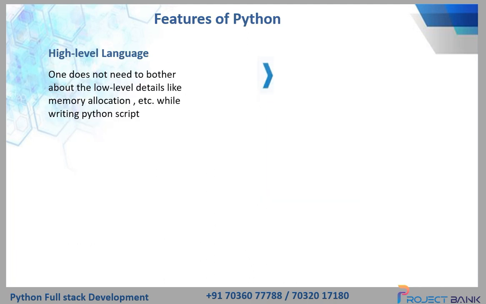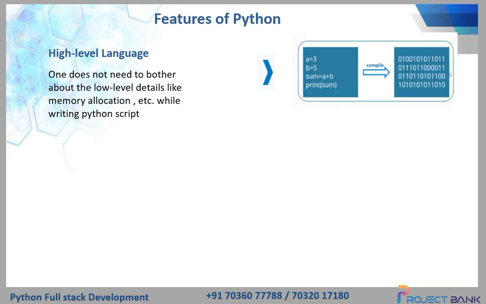And another feature is that it is a high level language. One does not need to bother about low level details like memory allocation while writing Python. That means, whatever you have written here in a high level language, A equal to 3, B equal to 5, sum equal to A plus B, print sum, everything is finally converted into zeros and ones.